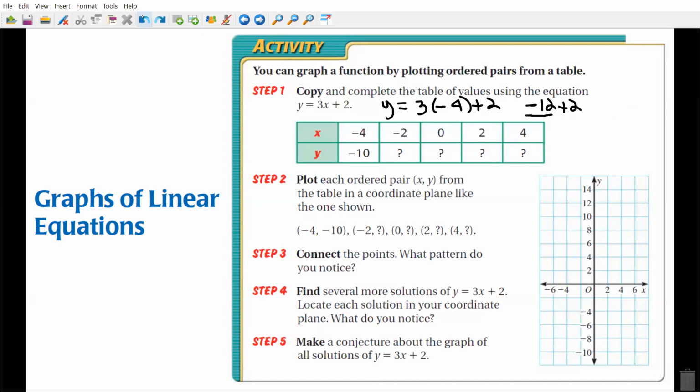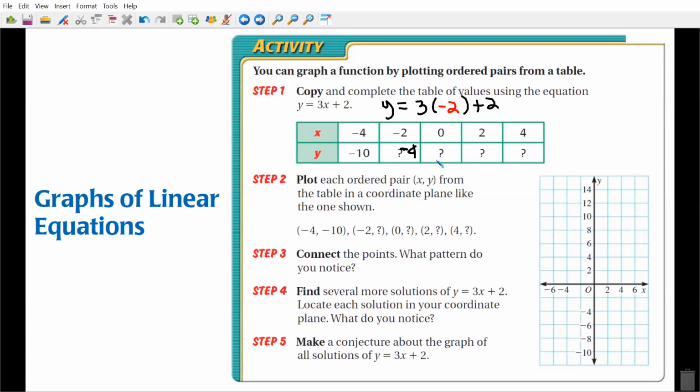And the same thing happens when instead of replacing with a negative 4, you replace it with a negative 2, right? I'm going to replace here my x with a negative 2. So y is going to be equal to? Guys? Y is going to be equal to what? Negative 4. Yes, because 3 times negative 2 is negative 6, plus 2, negative 4. Good job, guys. Negative 4 over here.